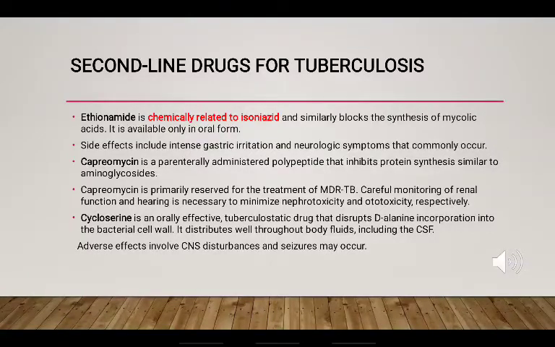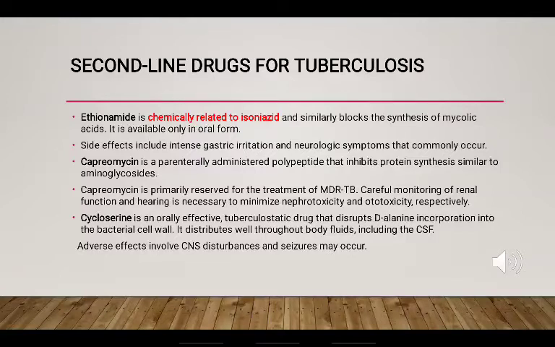Again, capreomycin is similar to aminoglycosides, and most of the aminoglycosides, as we know, can cause nephrotoxicity and ototoxicity. So you need to monitor the patient, monitor the renal function and hearing of the patient to avoid the development of these side effects.